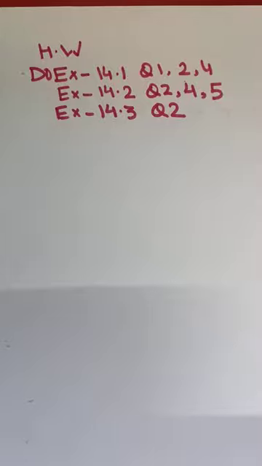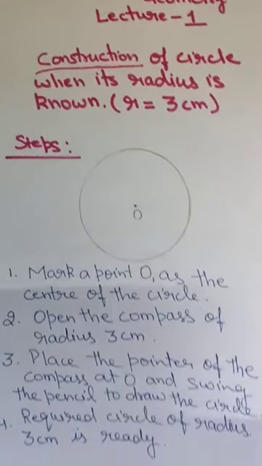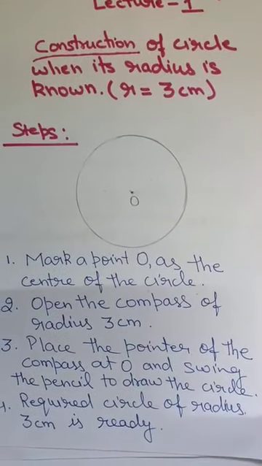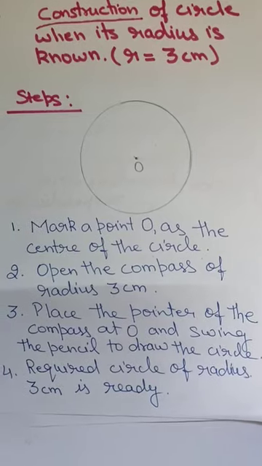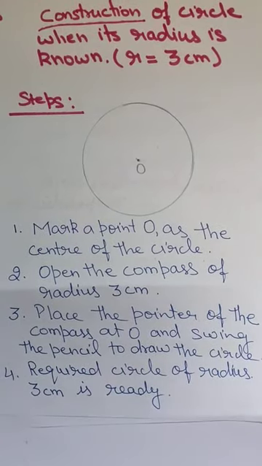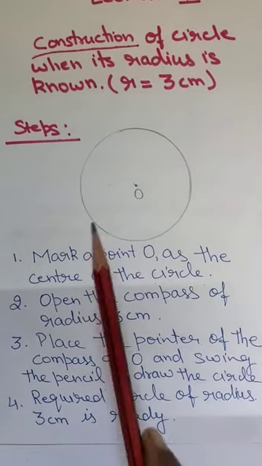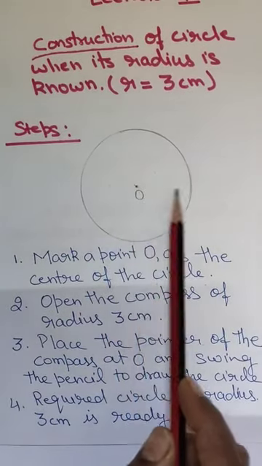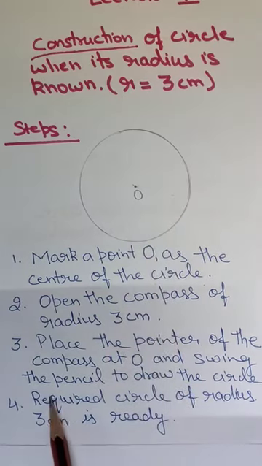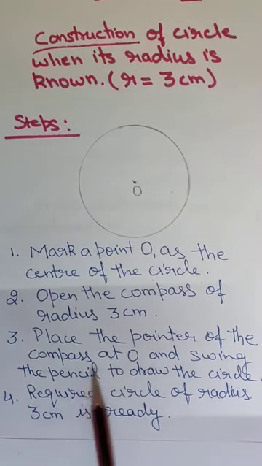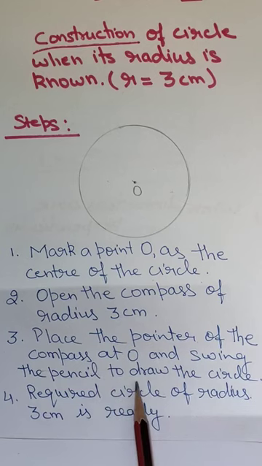Let us quickly recapitulate what we have done today. We have learned how to construct a circle when the radius is known to us. We mark a point O as the center of the circle and open our compass to a radius of 3 centimeter. With the help of a scale you have to measure and open it to 3 centimeter. Place the pointer of the compass at O and swing the pencil to draw the circle. Clear?